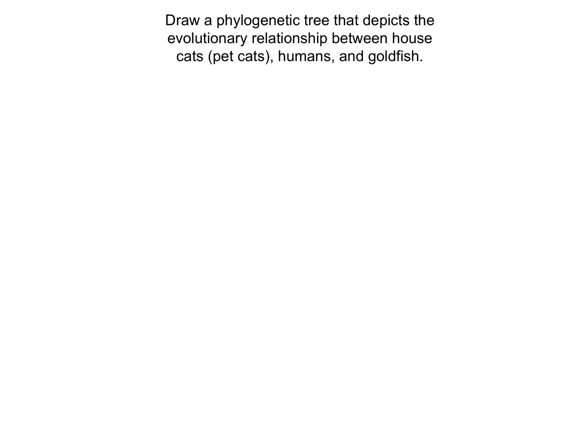So let's say I asked you to draw a phylogenetic tree for a very simple relationship. How are cats, humans, and goldfish related to each other? First thing you do is you join the two things in the tree that are more closely related to each other than the third thing. So cats and humans are more closely related to each other than either one is to goldfish.